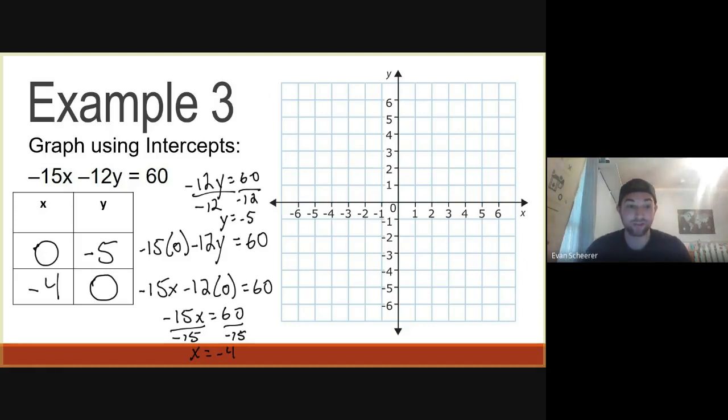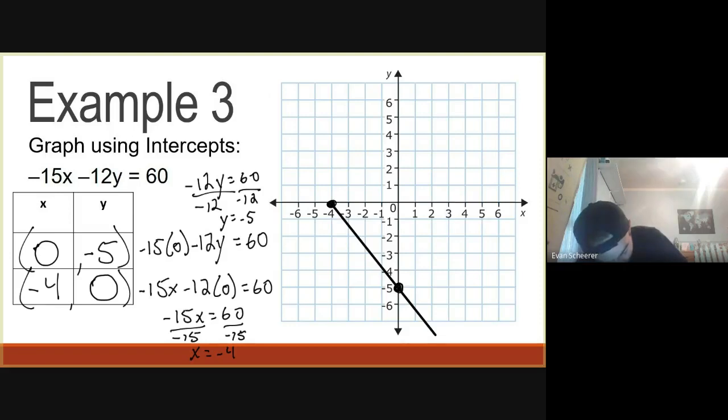These are our two intercepts. So let's graph them. Our first intercept is 0, comma, negative 5, which is right here. Our second one is negative 4, comma, 0, right here. And now we can graph that. So we connect the lines right here, and then we put the arrows. This is your line.